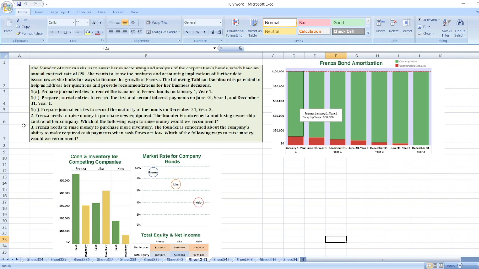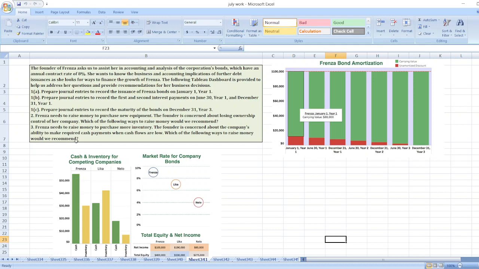Now, the second question is, Frenza needs to raise money to purchase new equipment. The founder is concerned about losing ownership control of her company. Which of the following ways to raise money would be recommended?